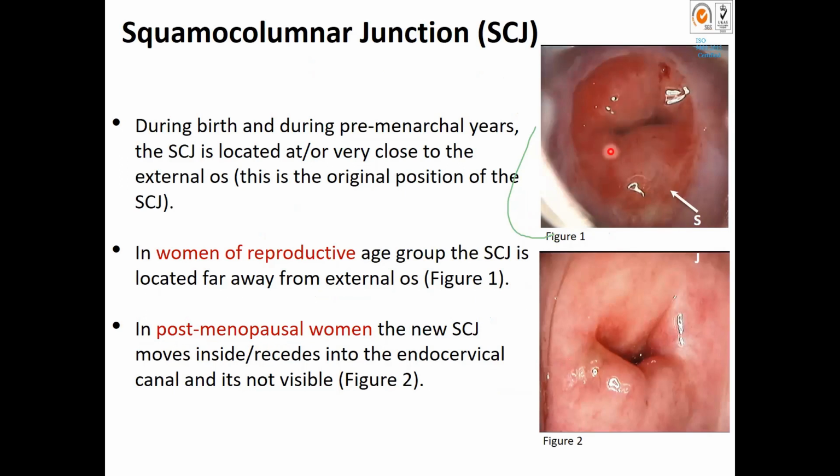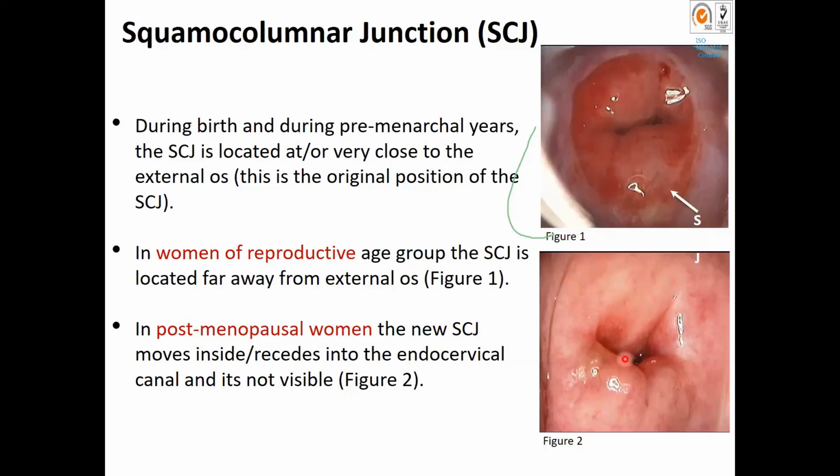This is the overexposed cervix. That is the endocervix. This is the columnar epithelium, the red part. This is just a normal cervix. It's not an infected cervix for a woman of reproductive age.